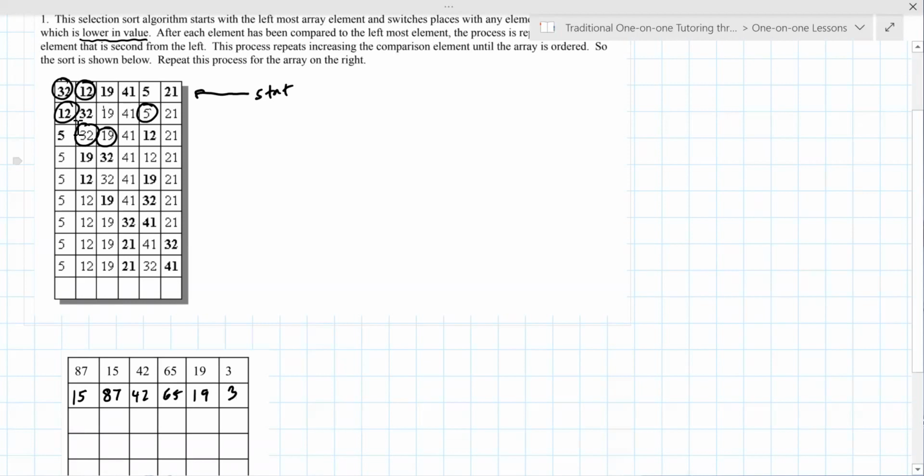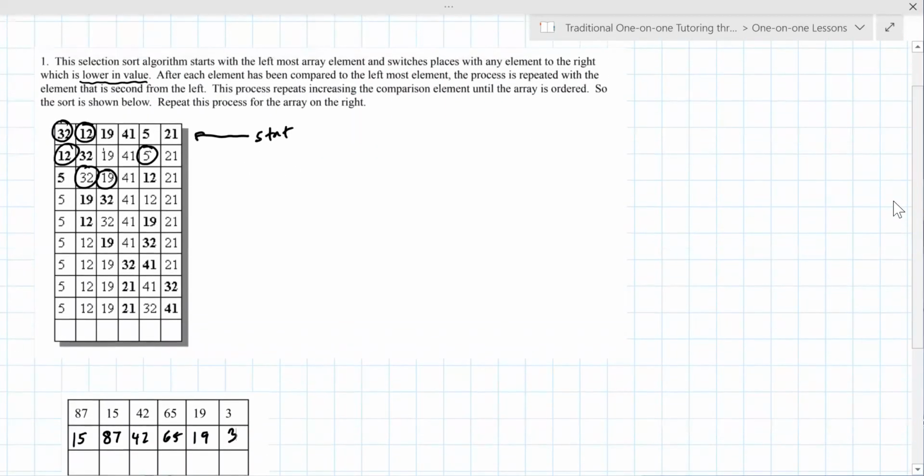See, 12 is less than 32. That's why they switch. And then 19 is less than 32. That's why they switch. But the 5 already switches. Why wouldn't 5 switch? Yeah, that's why I don't really understand this. Leftmost switches places with any element to the right, which is lower in value. After each element has been compared to the leftmost element.